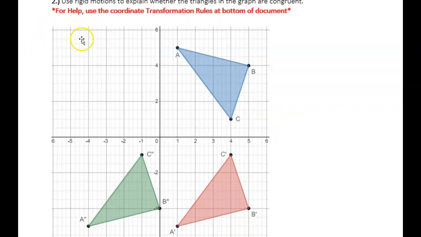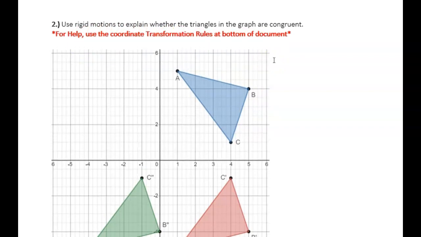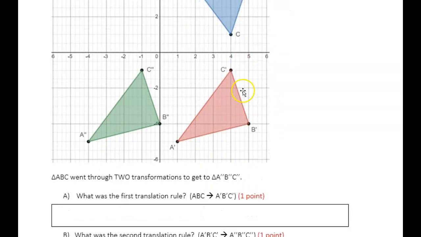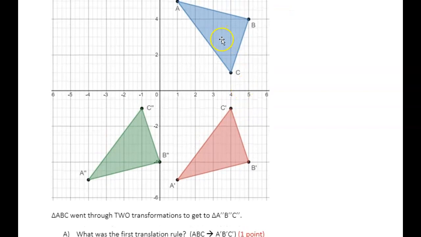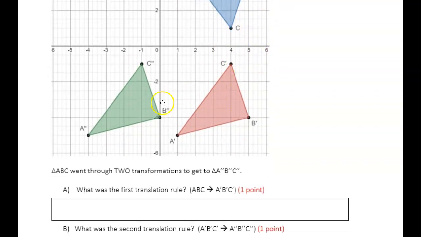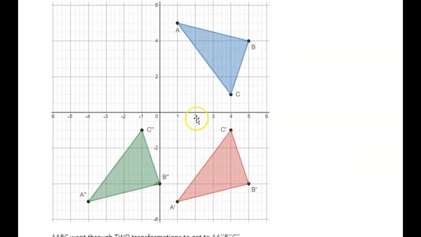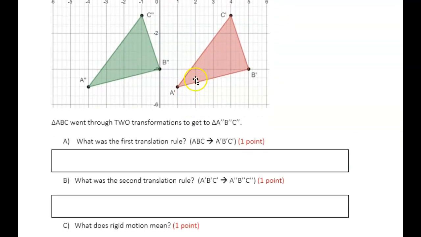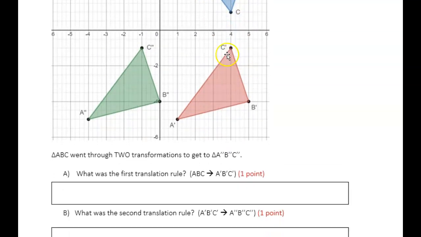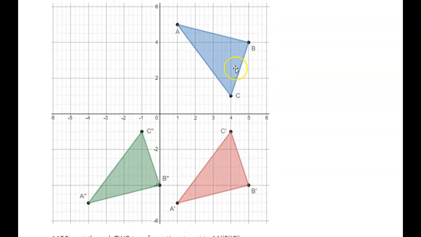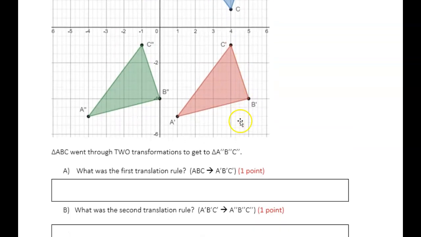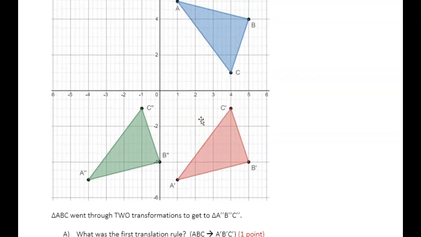Number 2, use rigid motions to explain whether the triangles in the graph are congruent. For help, use the coordinate transformation rules at the bottom of the document. So we've got some triangles. ABC, this triangle right here, went through a transformation to get to A prime B prime C prime. So it first came from this one right here, ABC, and then it went to A prime B prime C prime. And then it moved another transformation and it went to A prime prime B prime prime C prime prime.